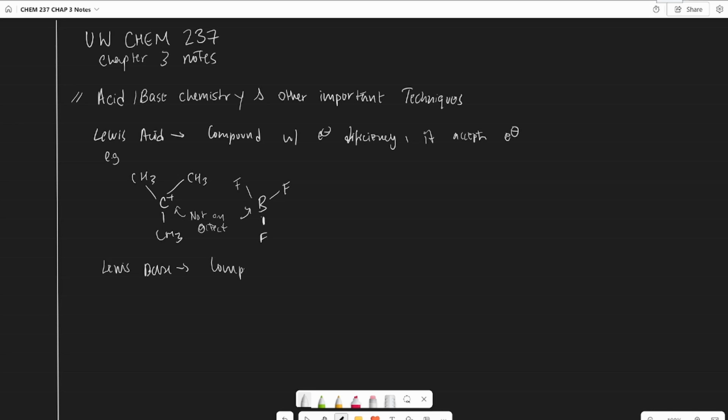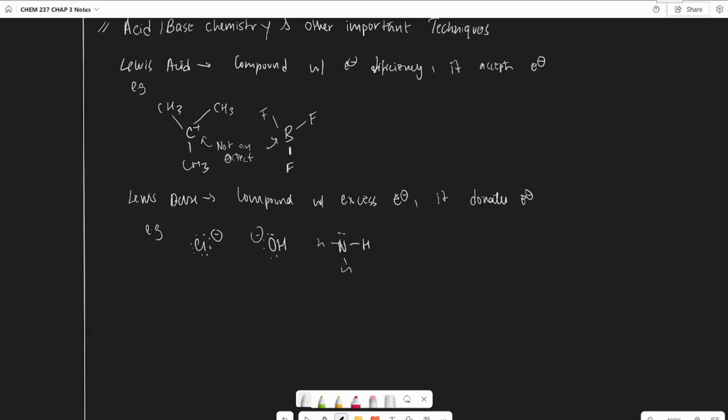On the contrary, a Lewis base is a compound with excess electrons. So naturally, it donates them. Examples of this would be a chloride ion, OH minus, and ammonia. This is a big one. Ammonia comes up a lot in organic chemistry. So clearly these all have extra electrons that can be used to make bonds.